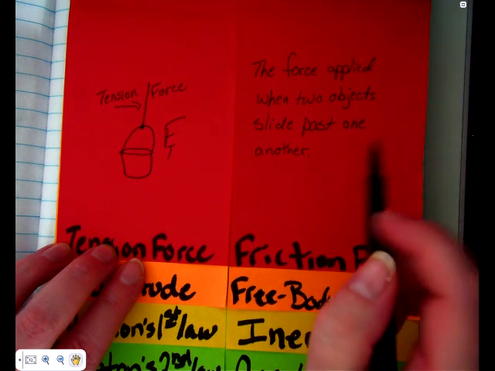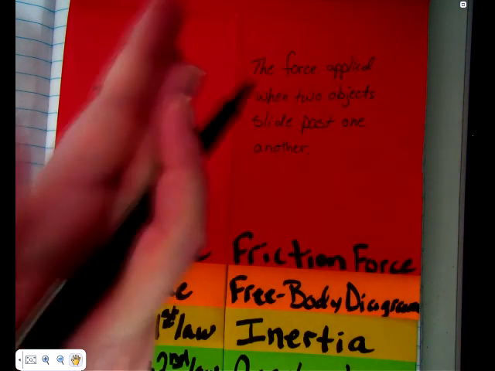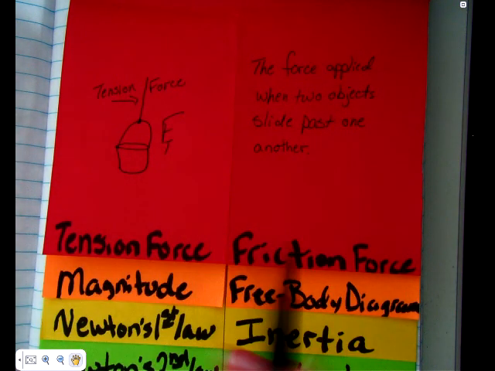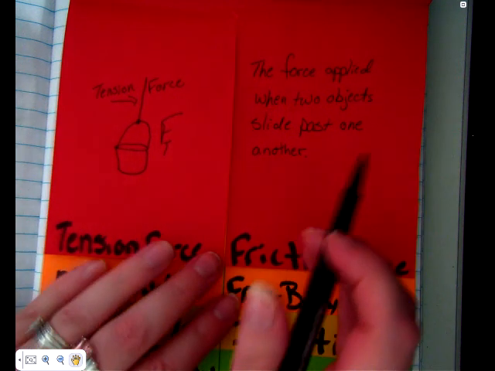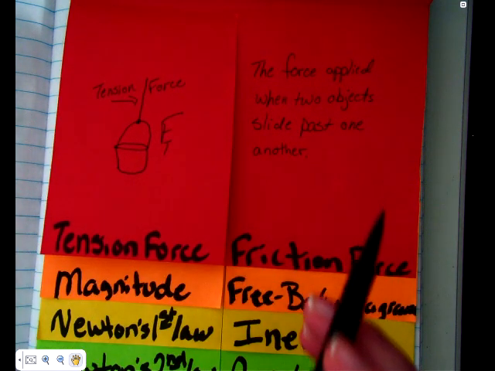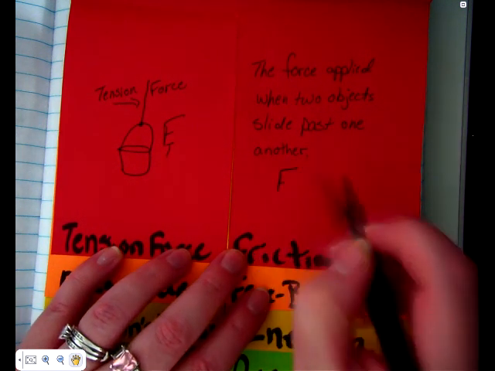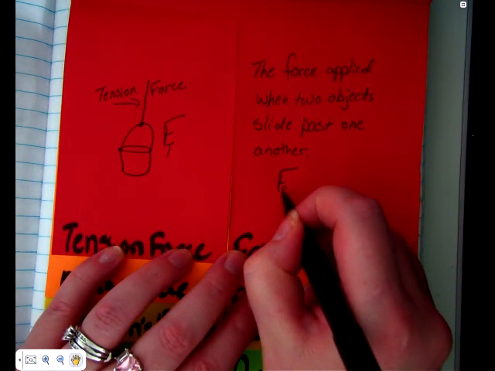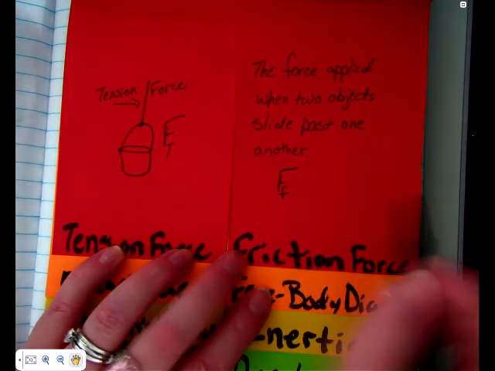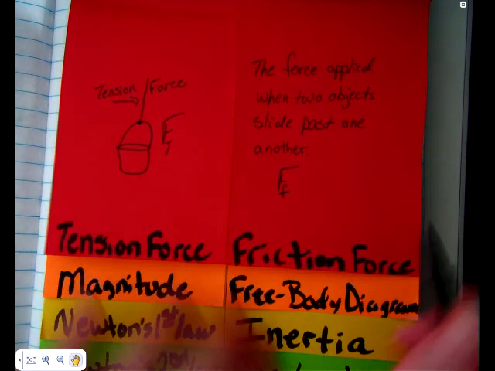You can do this at any time by just rubbing your hands together. You start to feel a warming up between your hands. Anything that's rubbing across one another, that's going to cause a friction force. And we label that as capital F sub little f. That's your friction force. Okay?